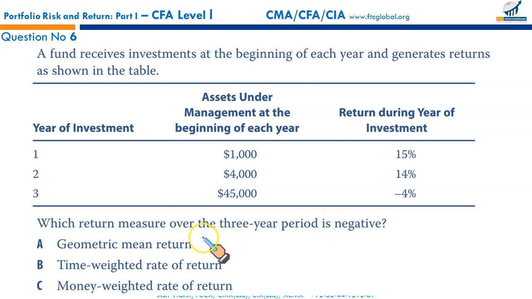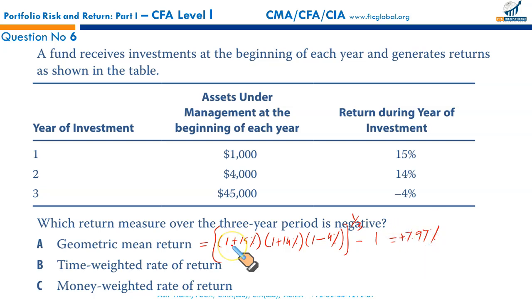Okay, so let us first calculate the geometric mean return. It is equal to (1 plus 15%) times (1 plus 14%) times (1 minus 4%), raised to the power 1 by 3, because there are 3 periods involved, and then deduct 1 from the total value. If you do, you will get 7.97%. So it is positive.